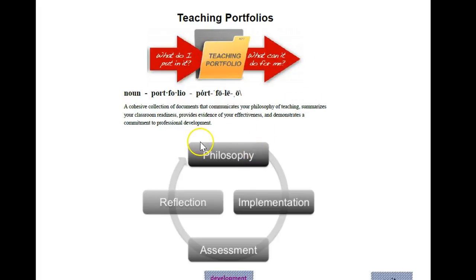In your portfolio, you want to include your educational philosophy. So you identify which one of the educational philosophers is most closely aligned with what you believe about education. And then we'll look at some artifacts that show your implementation of the philosophy, and then how you can assess what you believe, assess what you teach, and then you definitely want to make sure that you include on all of your artifacts a reflection of why you included this, what do you think about it.